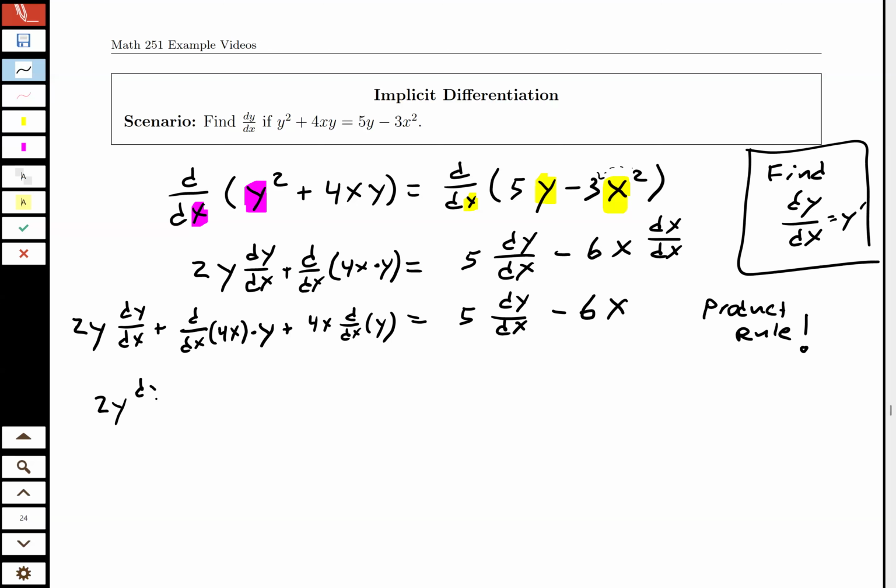2y dy/dx. The derivative of 4x with respect to x is 4. The letters match, so it's just 4. 4 times y, 4y. And I have 4x times the derivative of y, which is 1, but I've taken the derivative of y with respect to x, so this picks up a dy/dx.